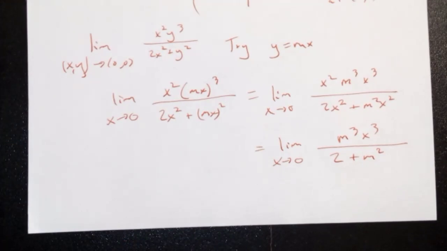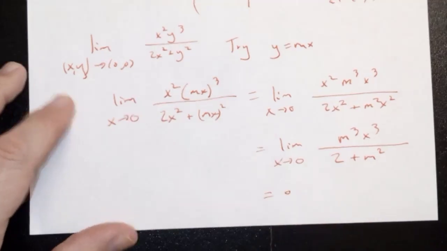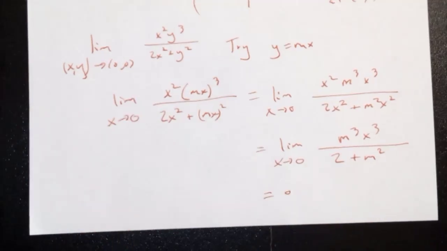What happens when x goes to 0? As a matter of fact, no matter what m I picked, that would be 0, wouldn't it? So now my reaction is, okay, maybe this limit does work. If it works, I'm going to try and do it in polar.